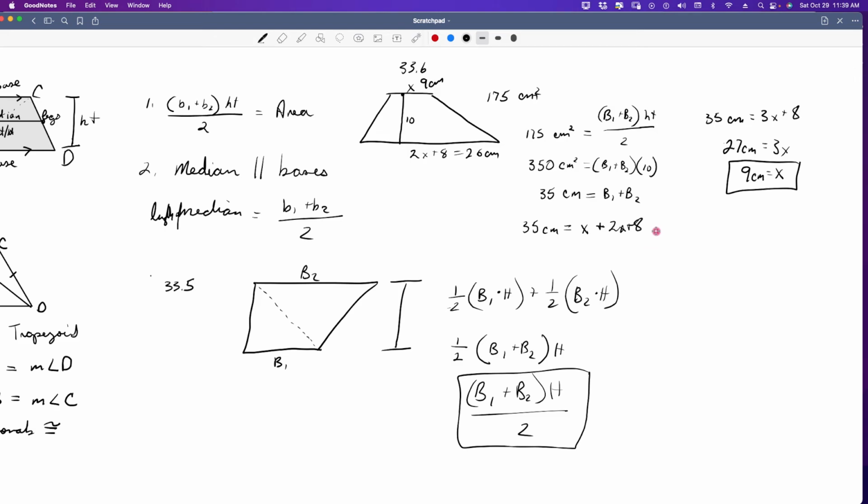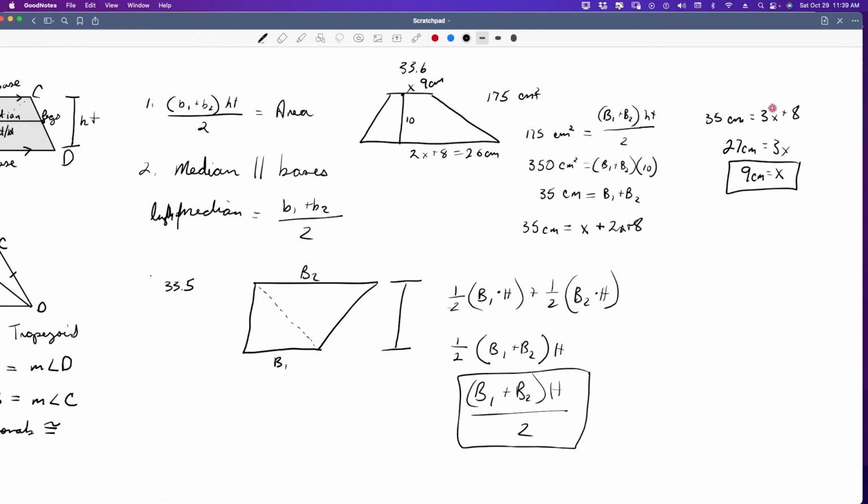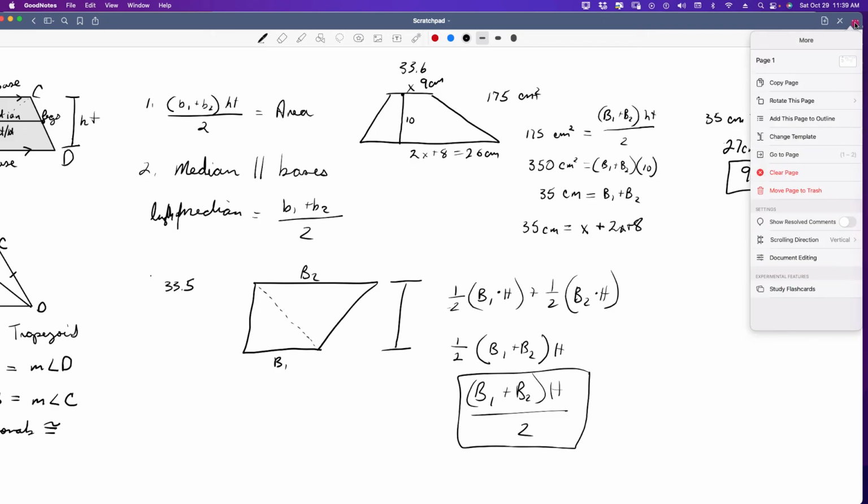All right, so let's do another one. I'm going to erase all this because I'm running out of room. If you need to pause and take this down, do so. Clear the page, go back to the beginning. Here we go. So 33.7, and this is the last one.